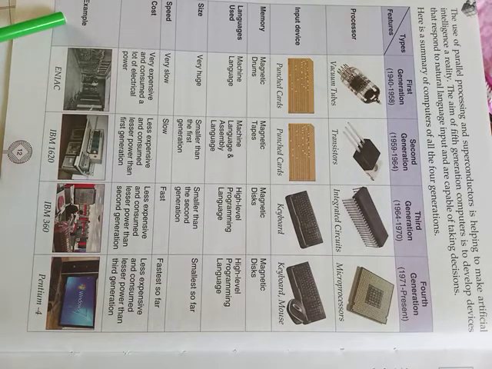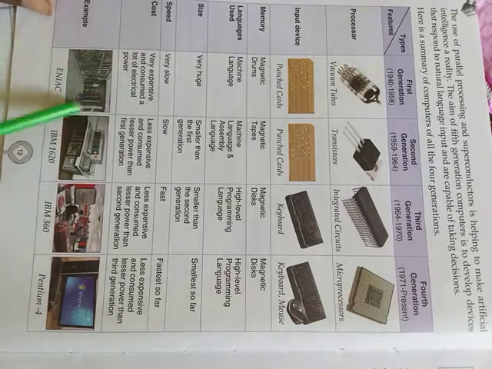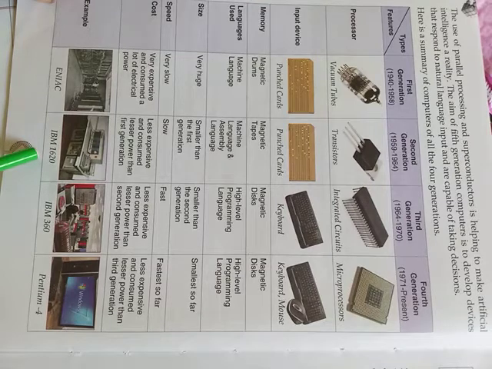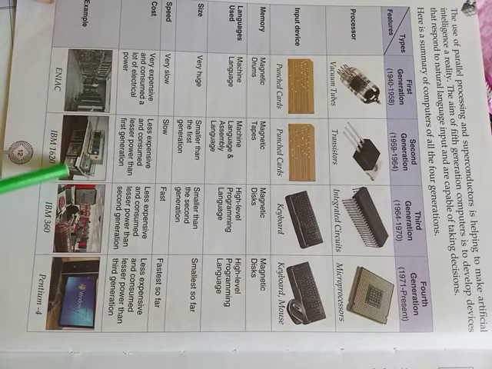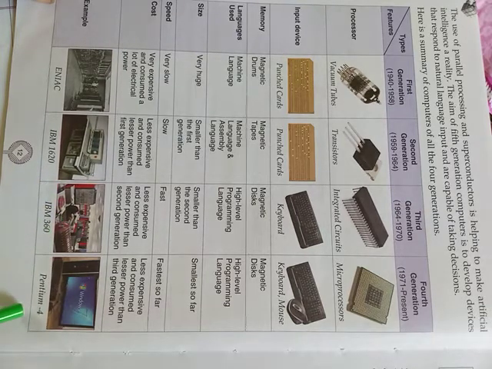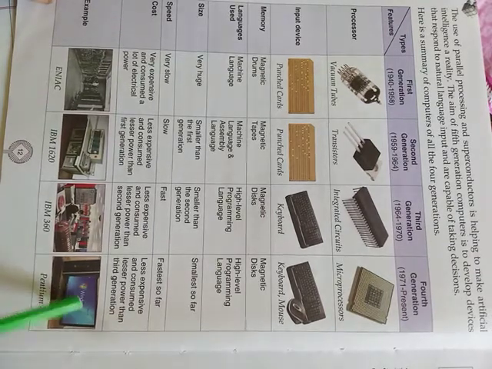Now let us see examples. The first generation computer example is ENIAC. IBM 1620 is the example of the second generation computer. IBM 360 is the third generation computer example, and Pentium-4 is the fourth generation computer example.